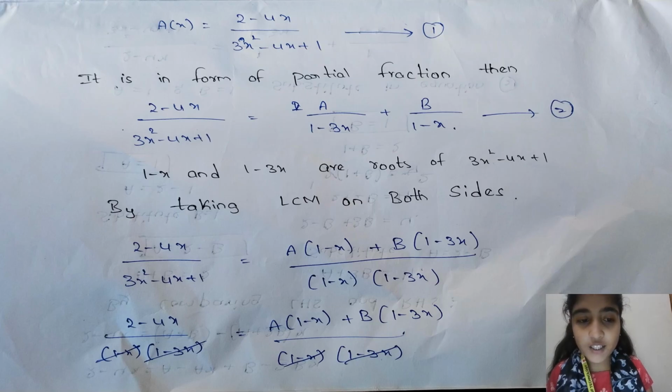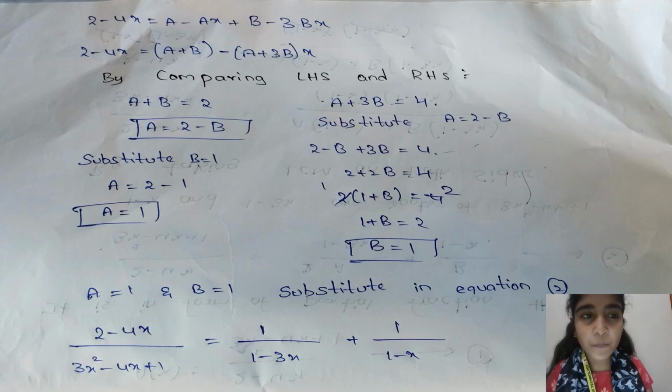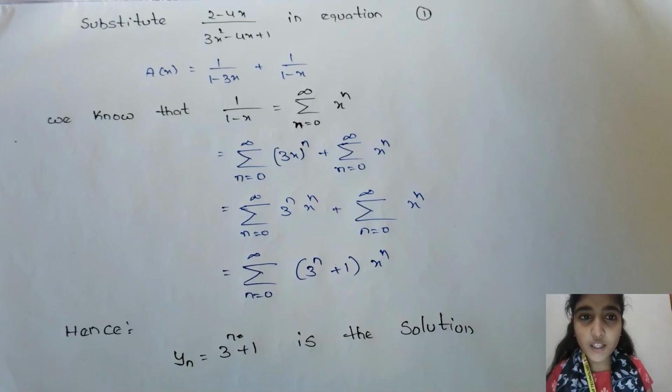For that, by cancelling both sides, we get 2 minus 4x equals A plus B minus (A plus 3B) into x. By comparing LHS and RHS, we have calculated the A value and B value, where A equals 1 and B equals 1. By substituting A and B in equation 1, we get 1 by (1 minus 3x) plus 1 by (1 minus x) equals summation n equals 0 to infinity of x^n. We know this formula, and by substituting, we get y_n equals 3^n plus 1, which is the total solution.